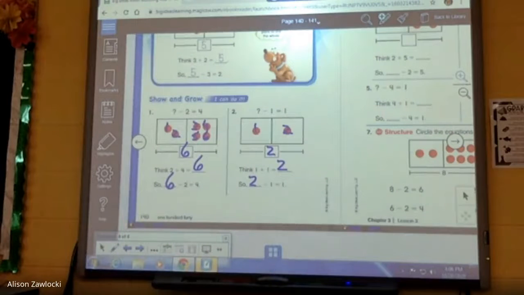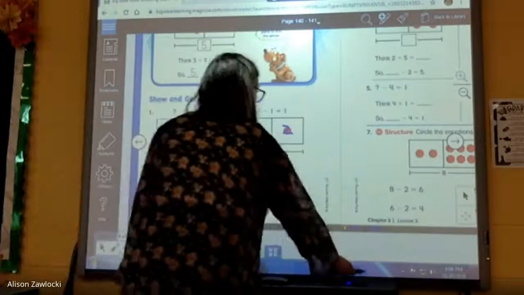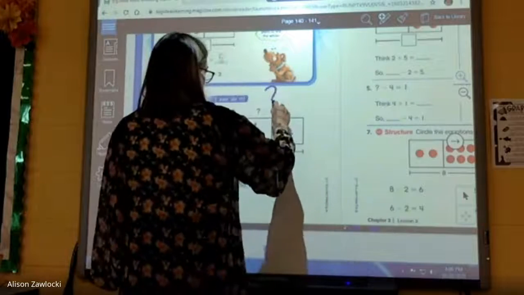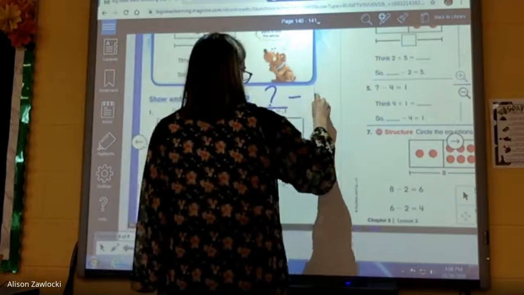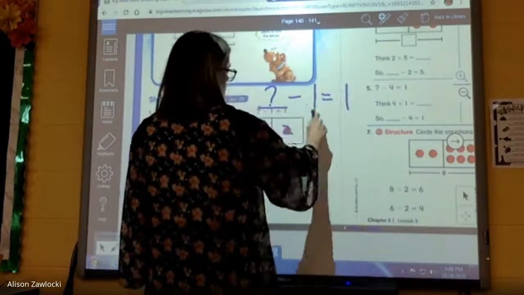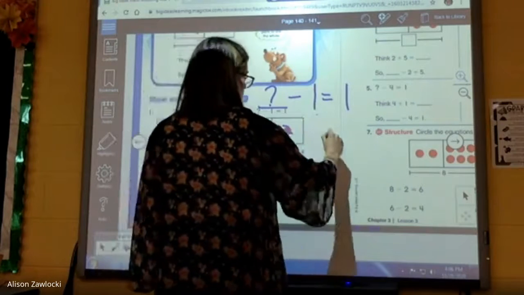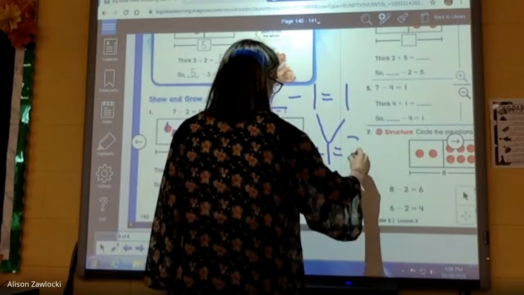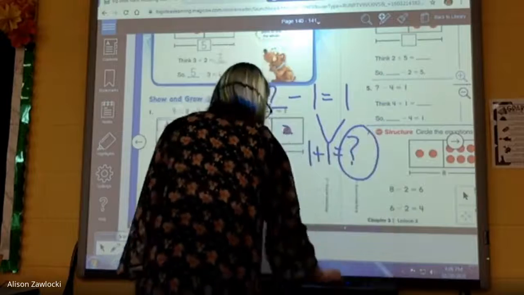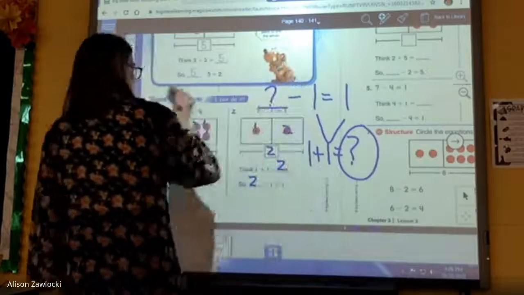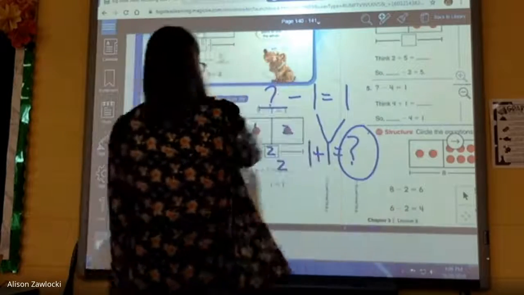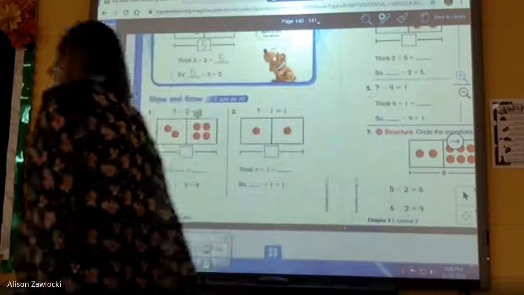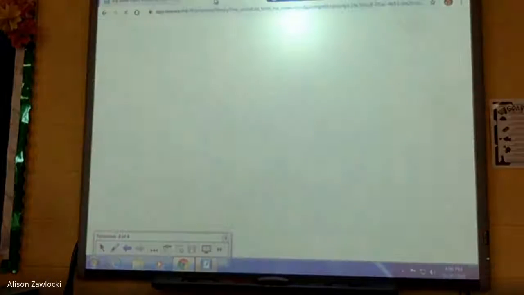So whenever you are missing that first number in a subtraction problem, when you have, I don't know, minus 1 equals 1, you can turn this into an addition problem. You can make sure you do 1 plus 1 equals, and you will find that number right there. I want you to keep practicing this concept. So you're going to be doing an independent activity today on Seesaw. Let me show you what you're doing today.